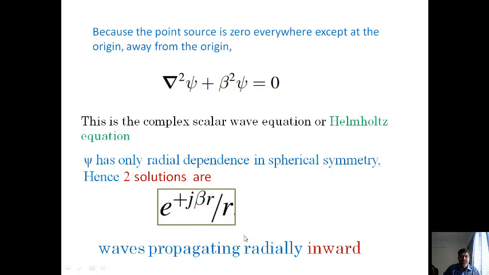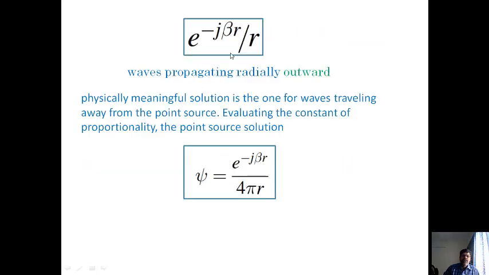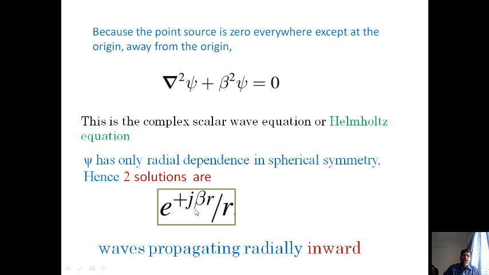And one solution can be written as e raised to plus j beta r divided by r, and another solution will be e raised to minus j beta r by r, because one root is plus j beta r, another root is minus j beta r. Since the roots are complex, we can write e raised to the root, and another one will be e raised to minus of that root.